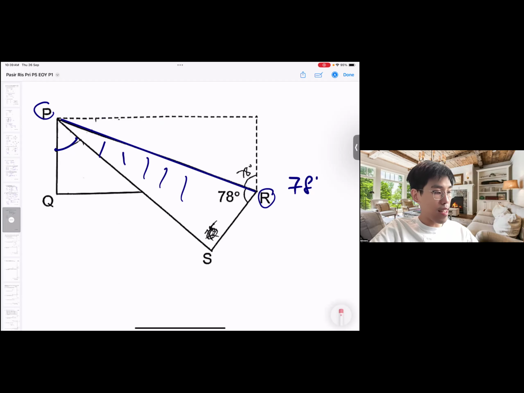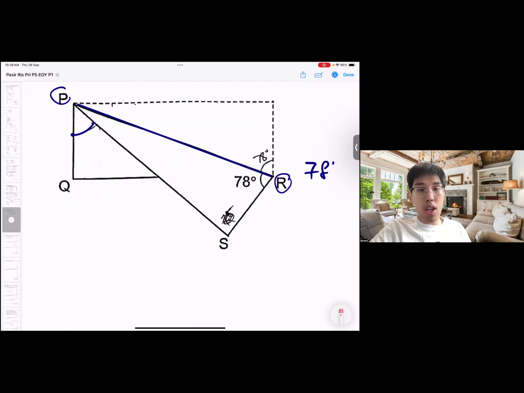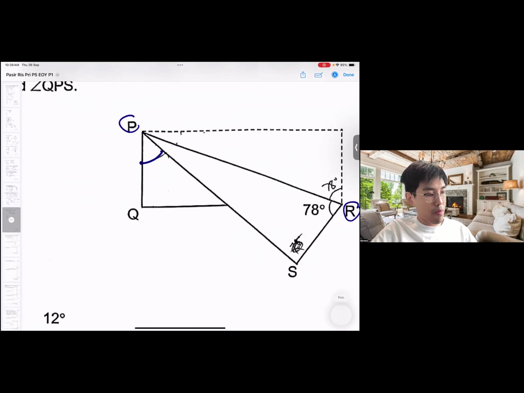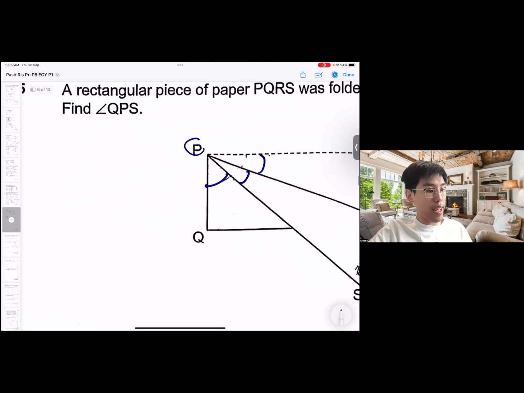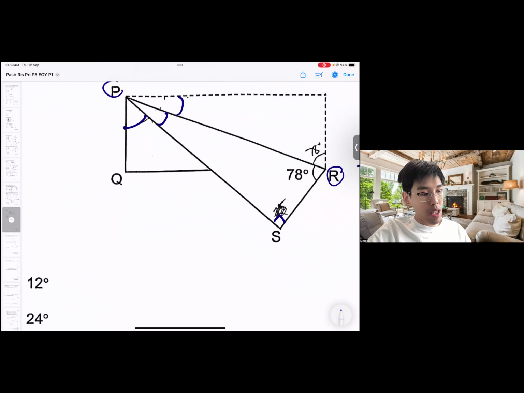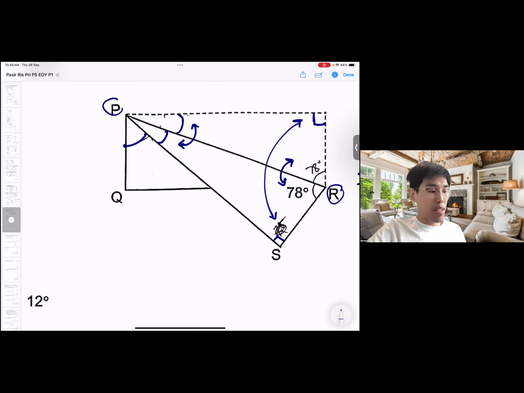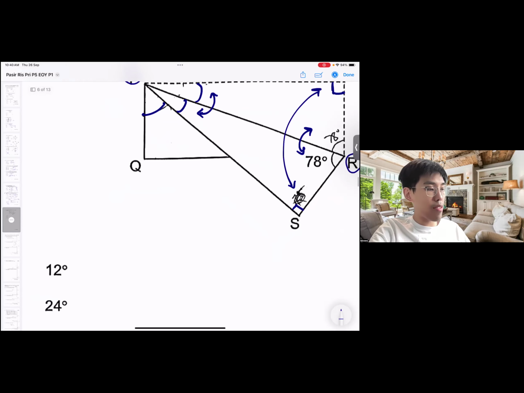Students will need to understand and identify this as well. So apart from that, we are looking at QPS, which is on the other end of the 78. That means what we need to focus on is here and here. Can we find these two angles? Yes, definitely we can. So we are looking at SPR. And also one thing to take note is that this is also 90 degrees. Why? Because this 90 degrees comes from here, just like how this one comes here and this one comes here. Can see?